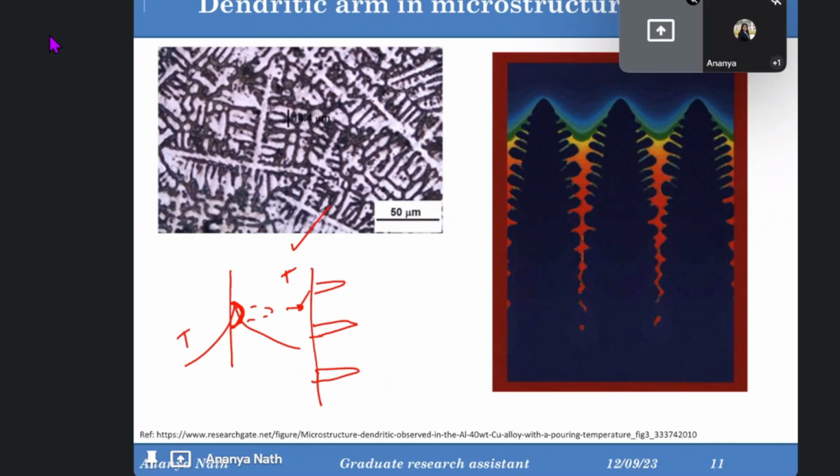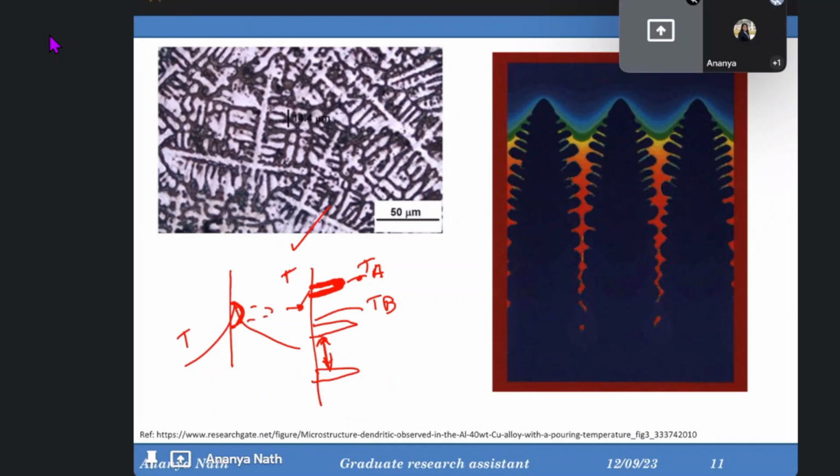If you think about this hump, it has one temperature, which can be denoted as Ta. The liquid between these two humps, near the solid-liquid interface, has another temperature, Tb. So in the liquid present between the two humps the temperature is Tb. Now, will Tb be more than Ta, or will Ta be more than Tb?